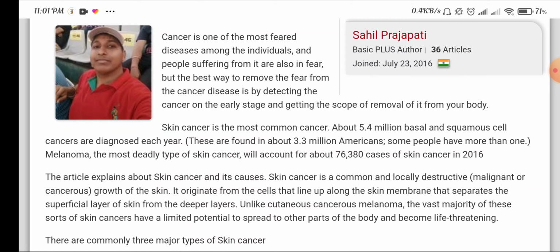Cancer is one of the most feared diseases among individuals, and people suffering from it are also in fear. But the best way to remove the fear of cancer is detecting the cancer at an early stage and getting the scope of removal of it from your body.